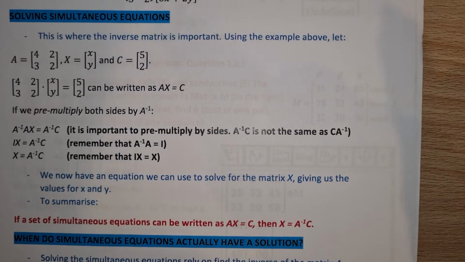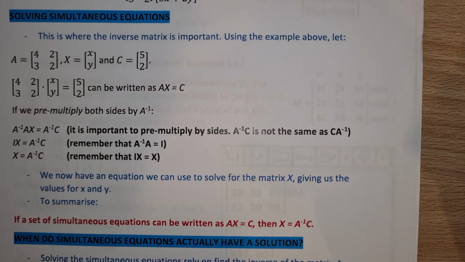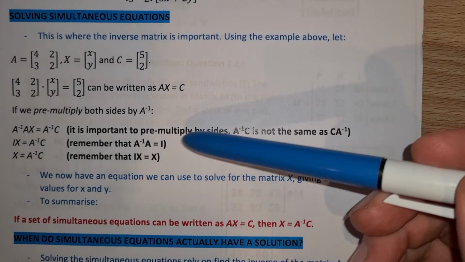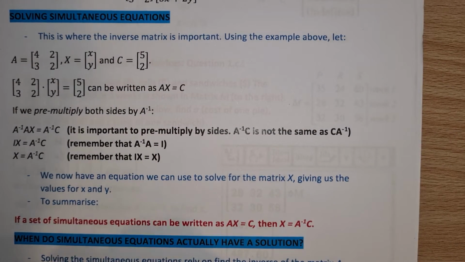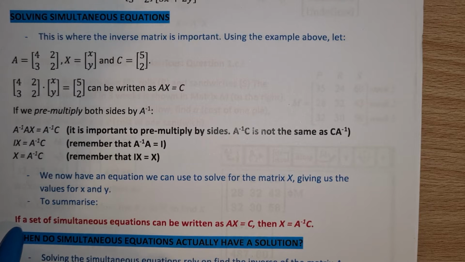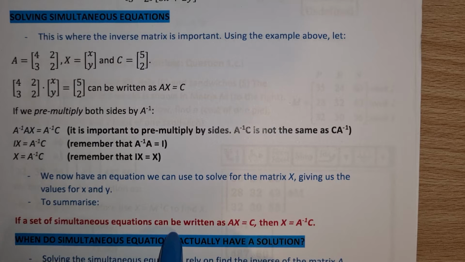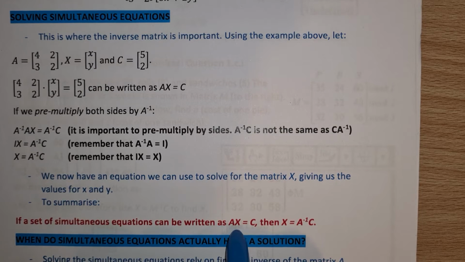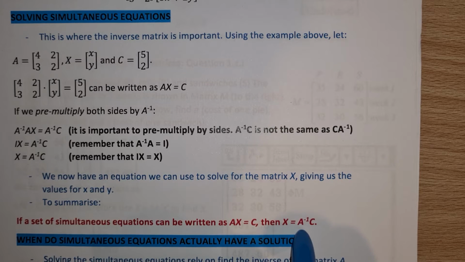The problem-solving method that we just went through, these steps, it's not something you need to remember. It's likely not something you're going to be asked to actually perform, but it is important to see how we get there. What you do need to know is that if you can write a set of linear simultaneous equations as AX equals C, then our solution X is equal to the inverse of A times C.